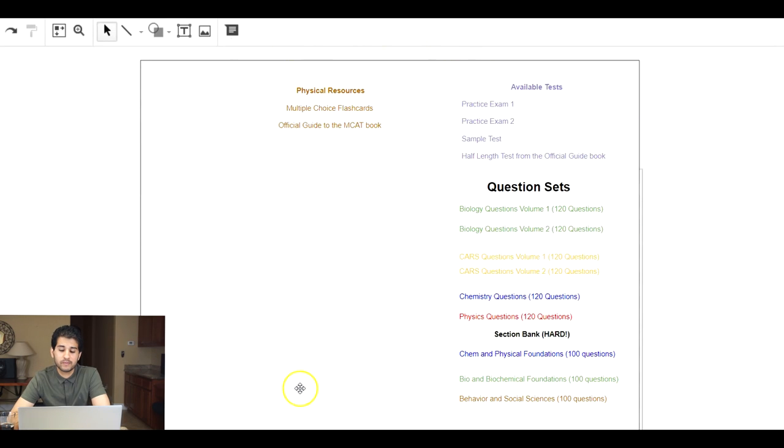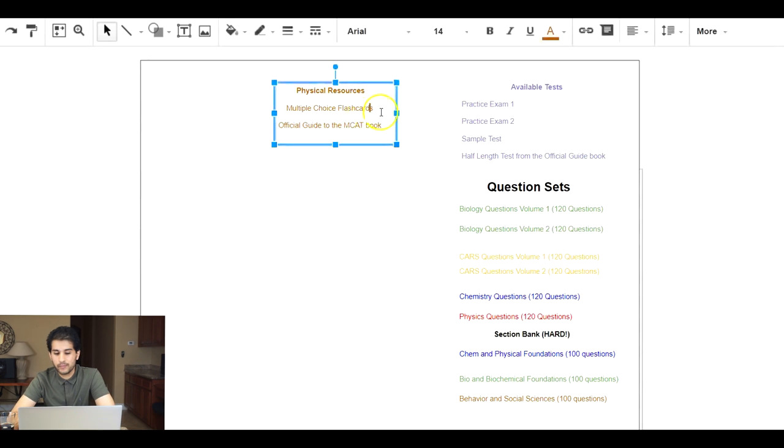So what you're looking at right now are all of the AAMC available resources on their website. So these are the physical resources. You get multiple choice flashcards, which have a multiple choice question on the front and then just an explanation on the back. They're pretty quick to go through and you can just do them on your own time schedule.